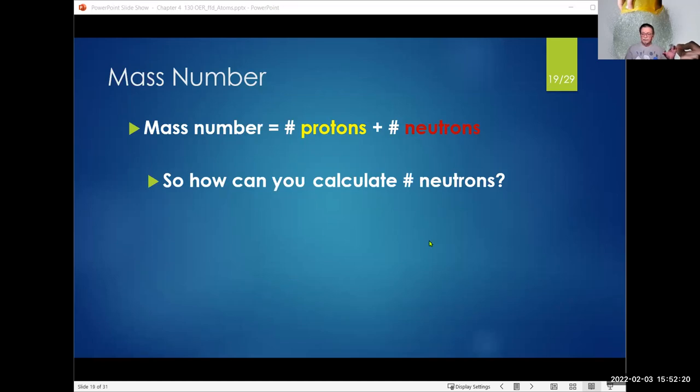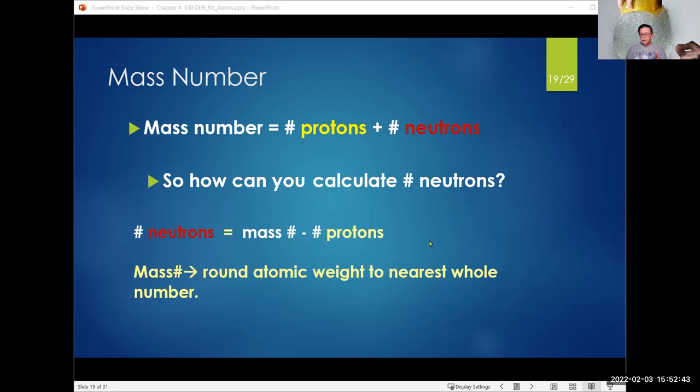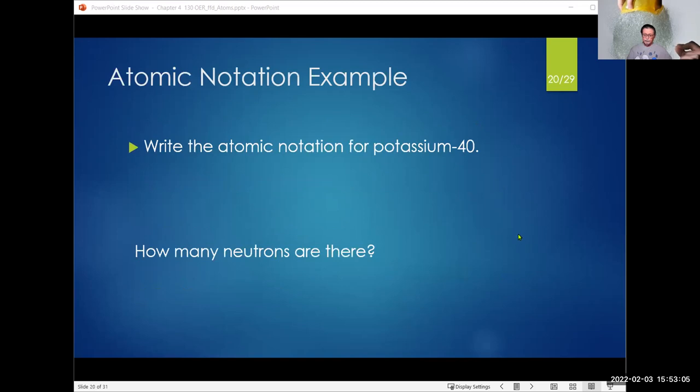All right, so mass number, which is a whole number, I can't overemphasize that, is equal to the number of protons and number of neutrons. And so to calculate the number of neutrons, we simply take the mass number minus the number of protons. And to do that, like I just stated, for the most common isotope, we take the atomic weight and round it off to the nearest whole number, okay? And then we subtract the number of protons, which is the atomic number for that particular element.